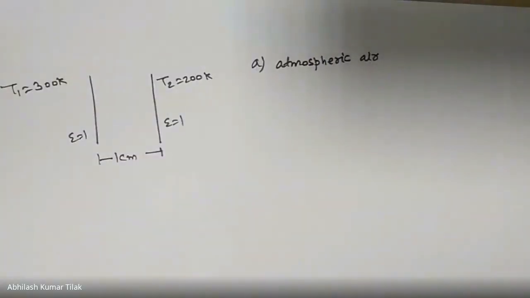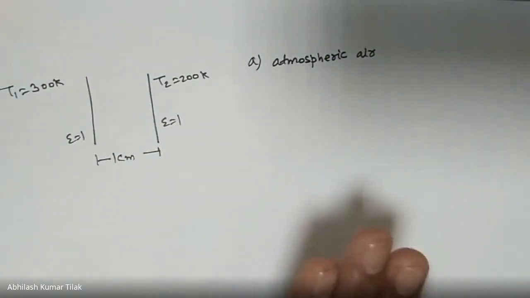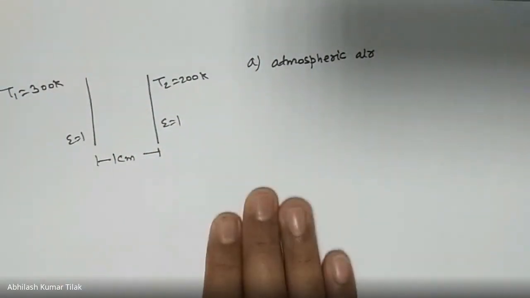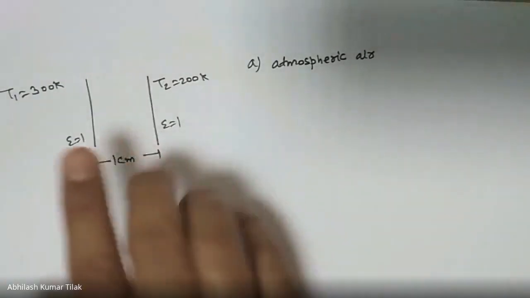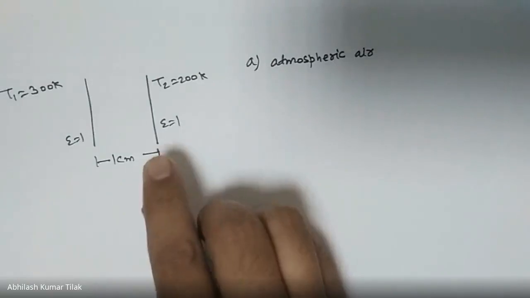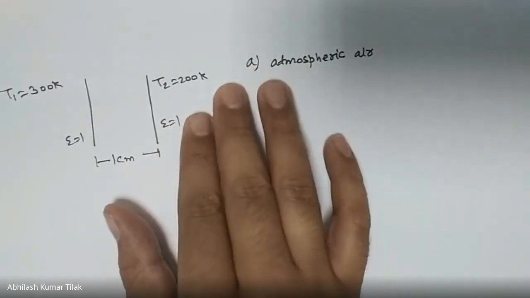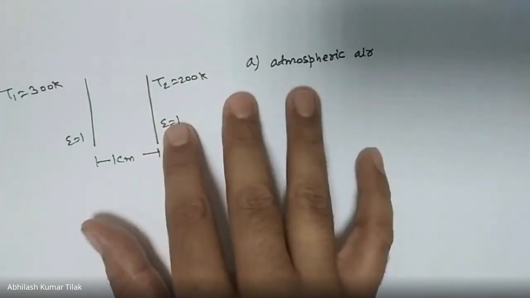Now, in this question, there is no value of T infinity mentioned. That means we can understand that there is atmospheric air. It might be a free convection there, but it has a very low magnitude compared to the conduction as well as the radiation. So here we are neglecting it.